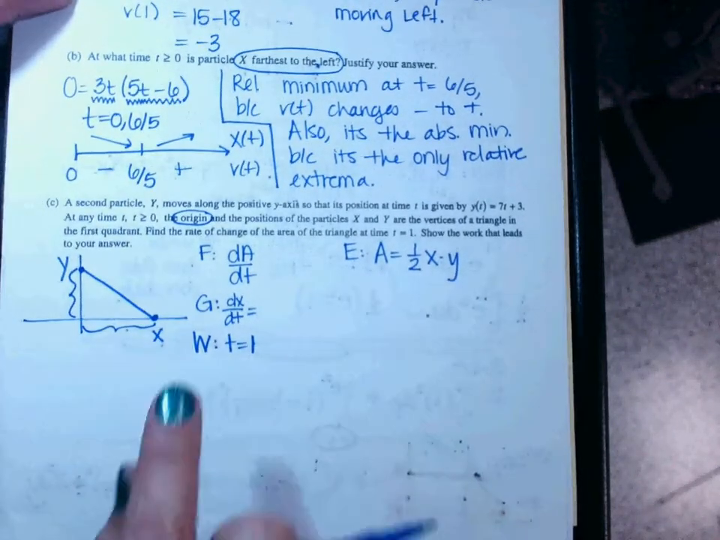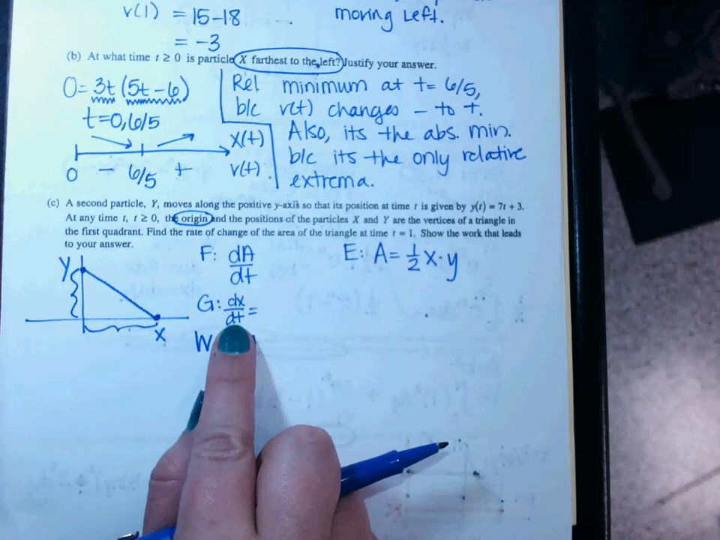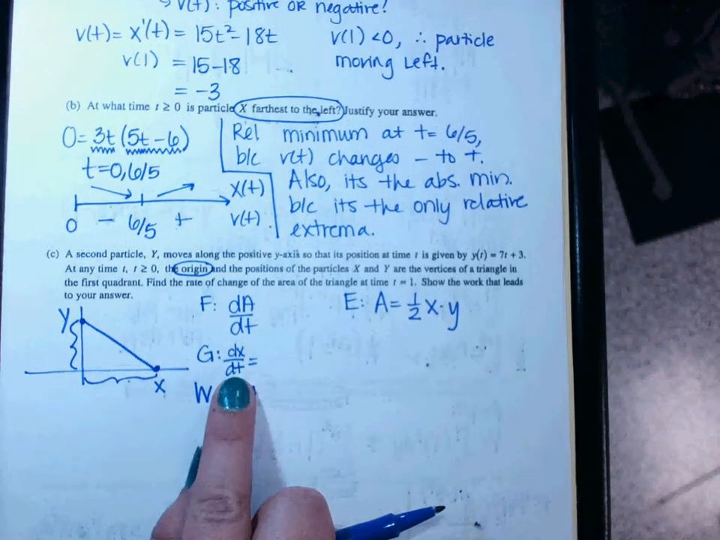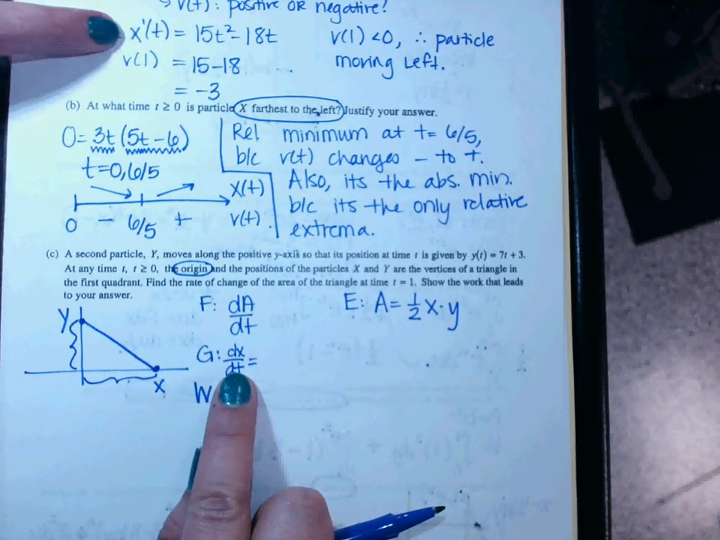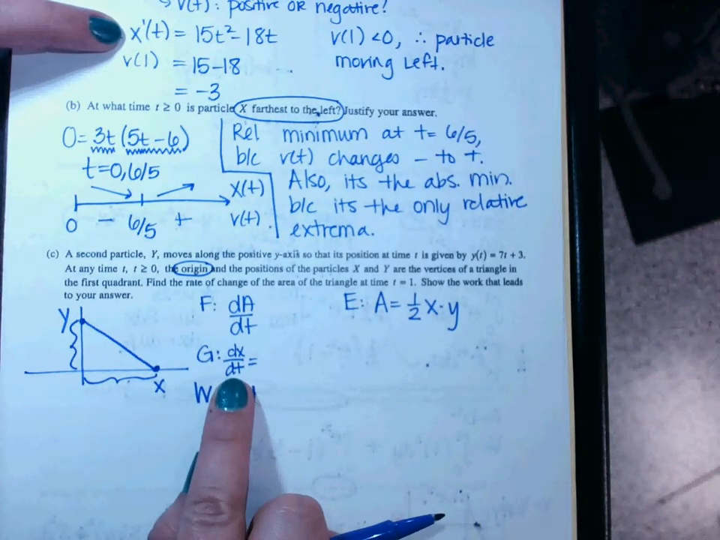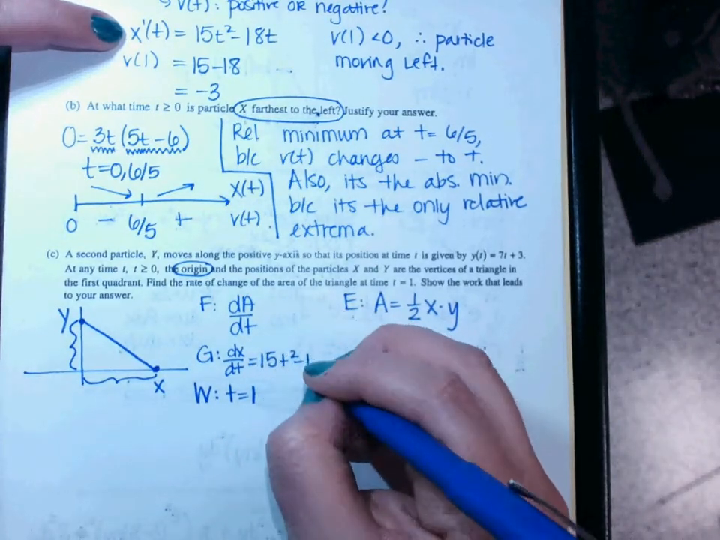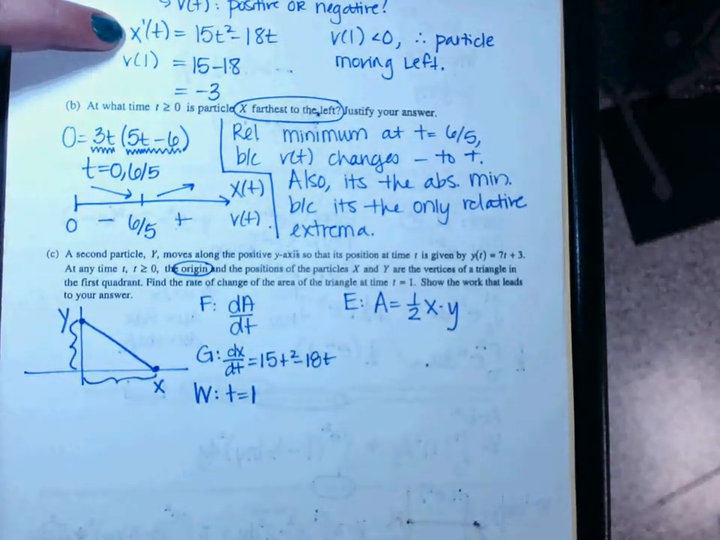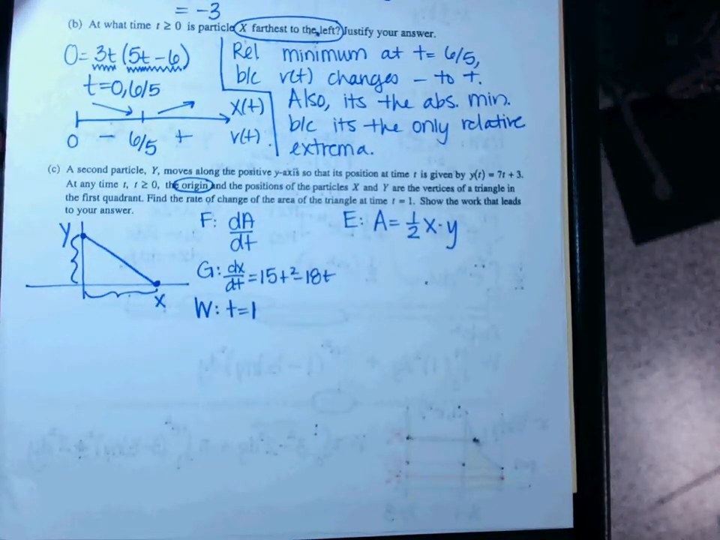So dx/dt is how fast the position is changing. We already have a word for that. That's velocity. Now, the other thing you can think about to connect those dots is that dx/dt is the derivative of x. What's the derivative of x? Velocity, x prime. So I'm going to put down here dx/dt equals 15t squared minus 18t. Not super useful right now, but that's what we have so far for dx/dt.